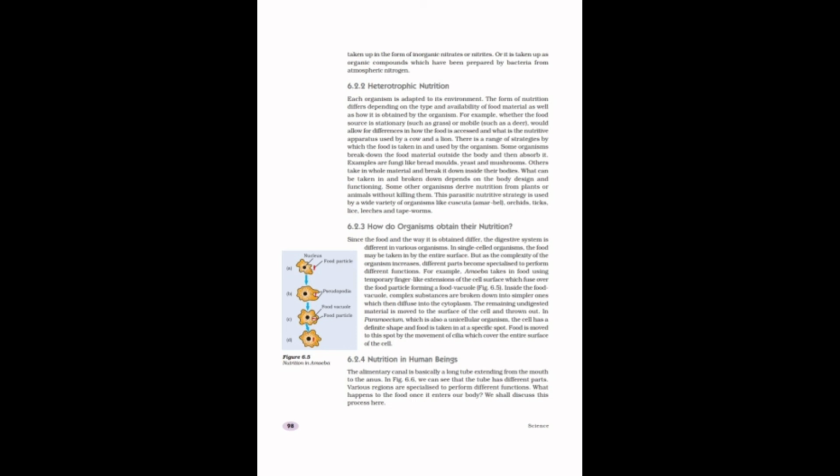6.2.4 Nutrition in human beings. The alimentary canal is basically a long tube extended from the mouth to the anus. In figure 6.6 we can see that the tube has different parts. Various regions are specialized to perform different functions. What happens to the food once it enters our body? We shall discuss this process here.